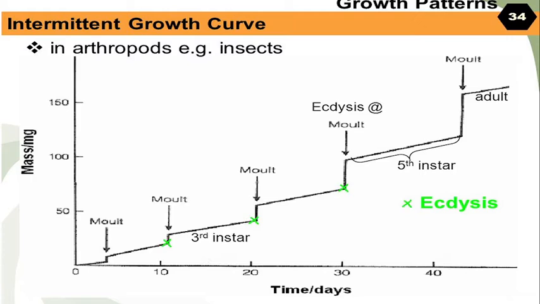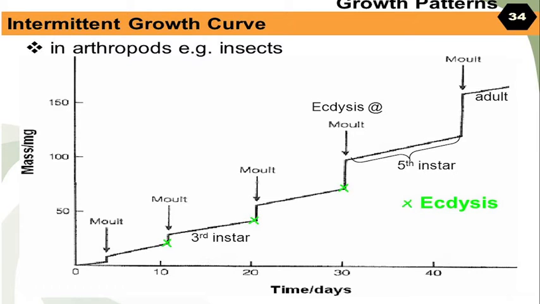You can look at our diagram. Can you see the mass? In the y-axis, we have the mass in milligrams from 0, 50 to 100. And then in the x-axis, we have time in days. And you can see between 0 to 10 days, you can see the growth curve.